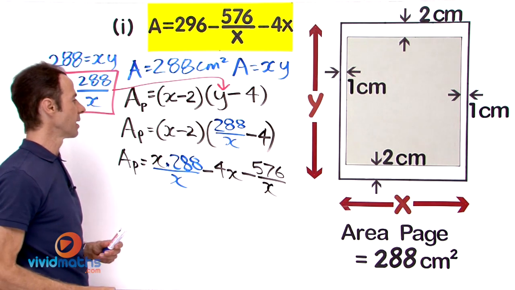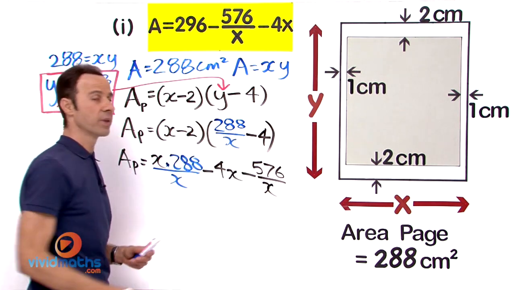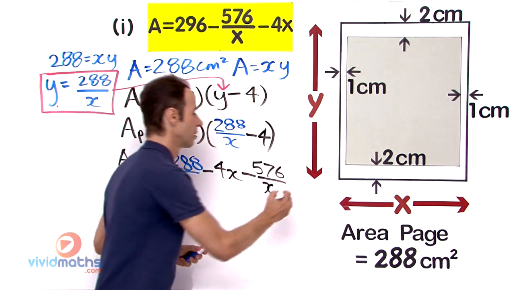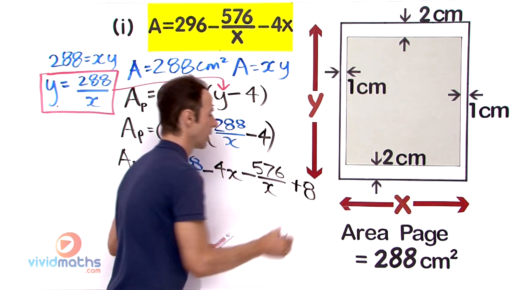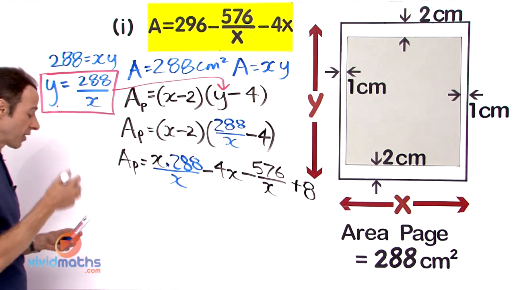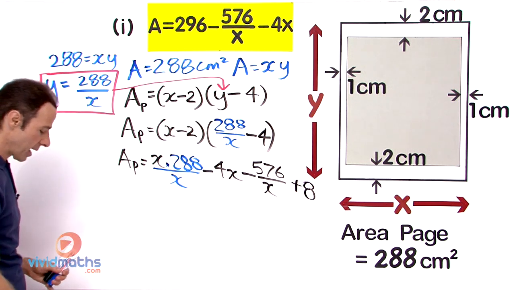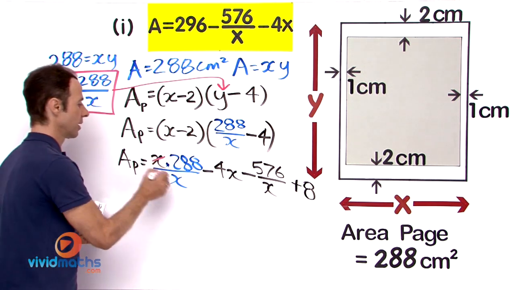Okay, and then we go negative 2 times negative 4. That's going to be positive. 2 4s are 8, plus 8. Okay, let's further simplify this. We can cancel x's top and bottom from here, there and there.